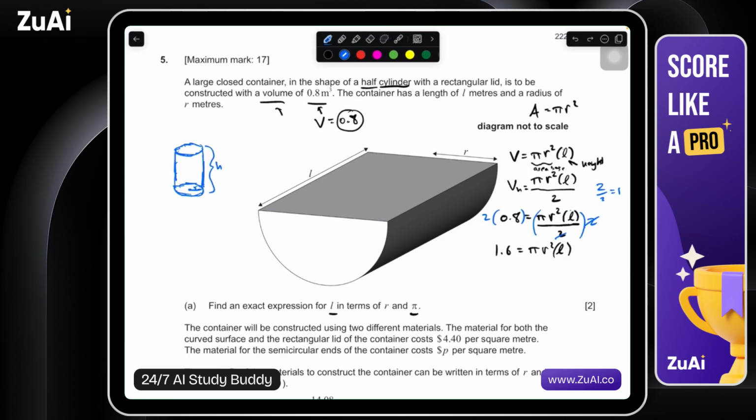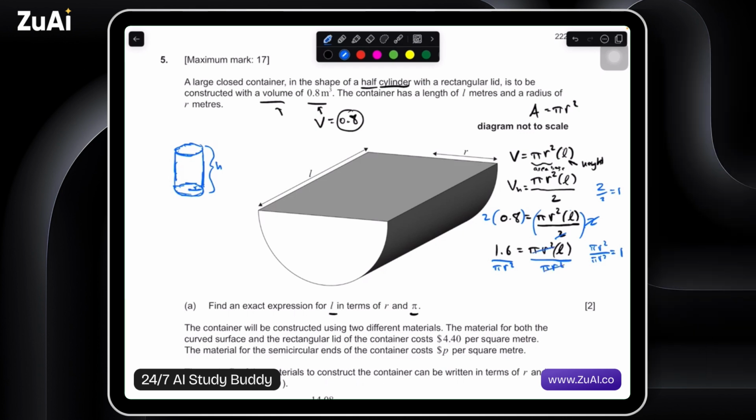We now have L being multiplied by pi r squared. So to get rid of this pi r squared, we don't want it multiplied, we divide both sides by pi r squared. Anything divided by itself is just equal to 1, so this pi r squared equals 1. And now we have L is equal to 1.6 over pi r squared, as we would read it.